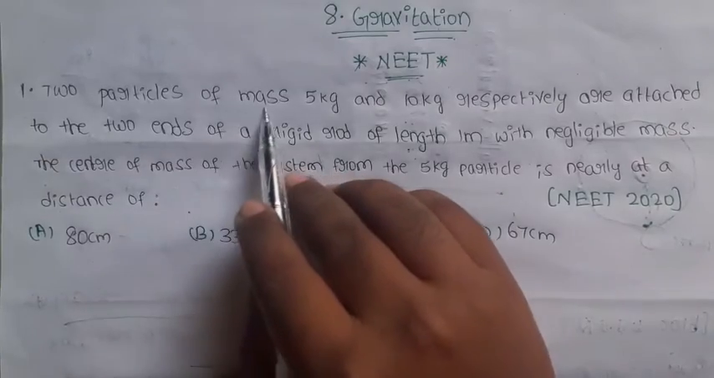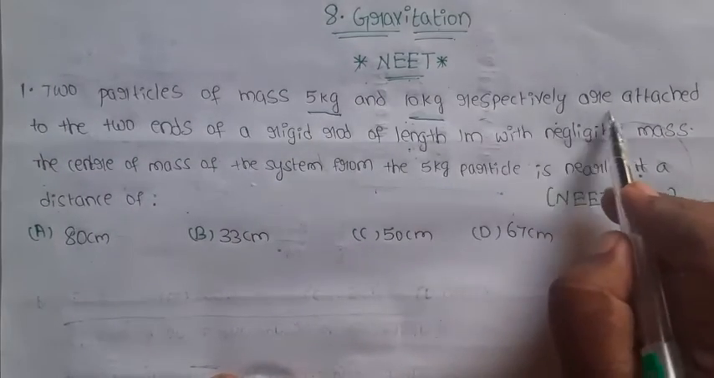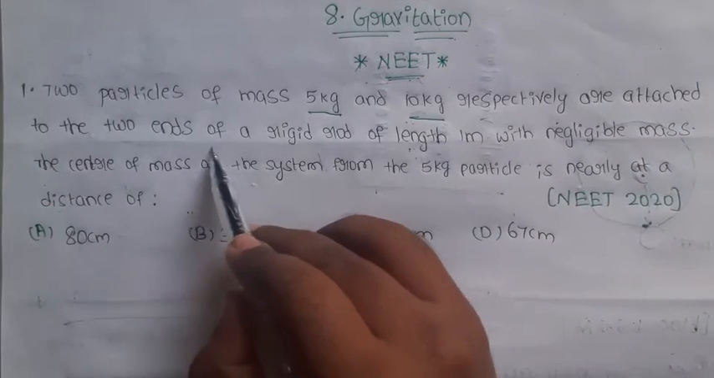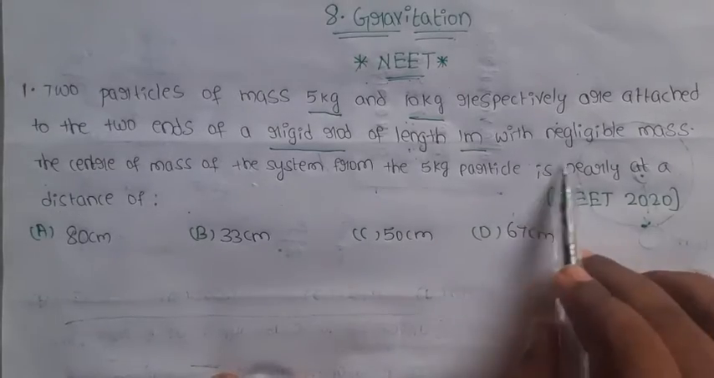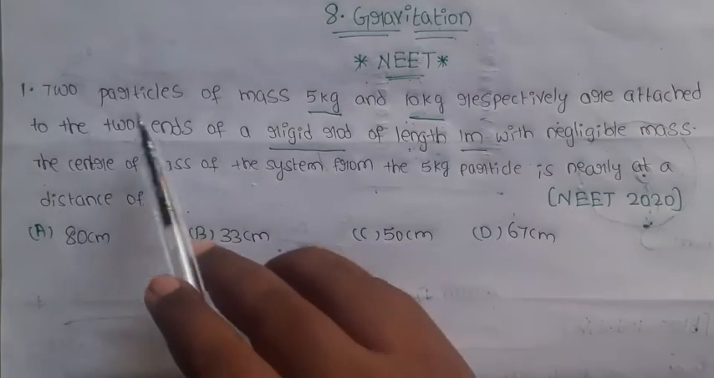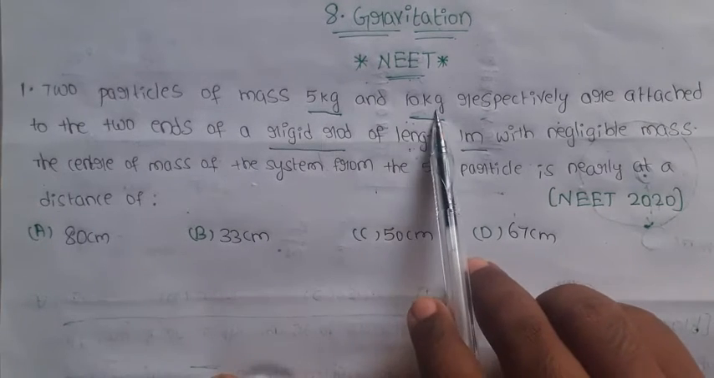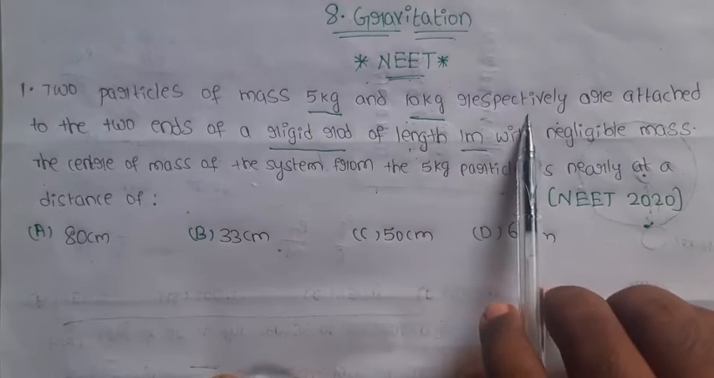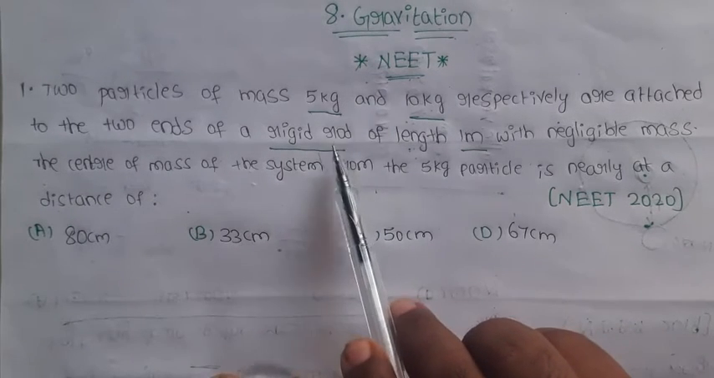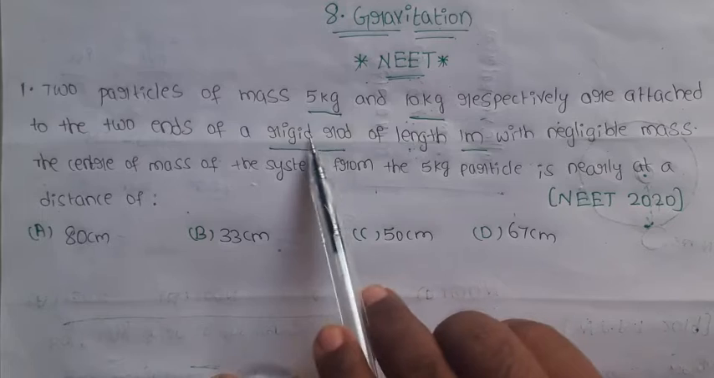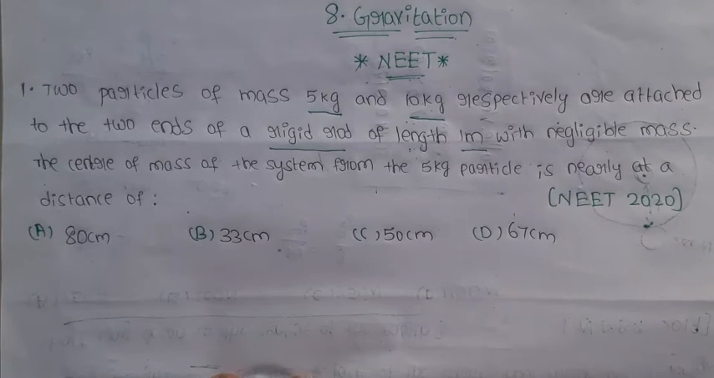two particles of masses 5 kg and 10 kg respectively are attached to the two ends of a rigid rod of length 1 meter with negligible mass. So here two particles are there. The masses of the two particles, one is 5 kg and another one is 10 kg respectively. These two particles are attached to the ends of the rigid rod. The length of the rigid rod is 1 meter. The rod is of negligible mass.